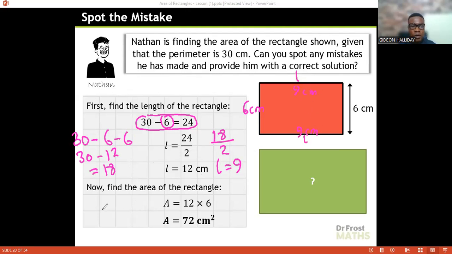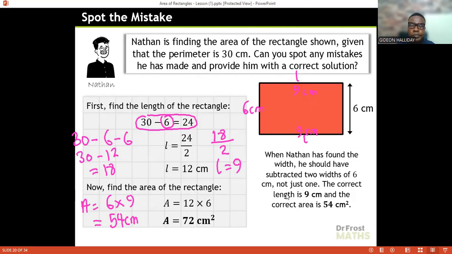Now we have the area. So area equals 6 times 9, and that is 54 centimeters squared. Good job. So you have to take away twice.